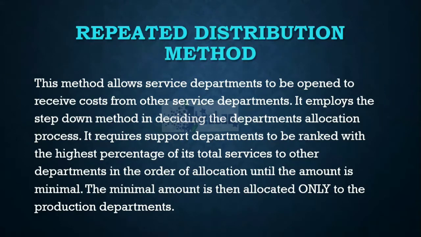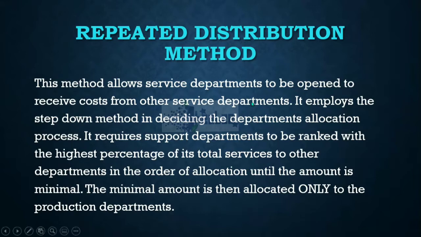So basically, you're going to be using the departments with the highest percentage of its total services to other departments in order of allocation until the amount is minimal. When you get to that minimal amount, you're then going to use the direct allocation method to allocate all of that cost only to the production departments. So what I'm saying is that you'll be using aspects of the step-down method as well as aspects of the direct allocation method in order to carry out the repeated distribution method.